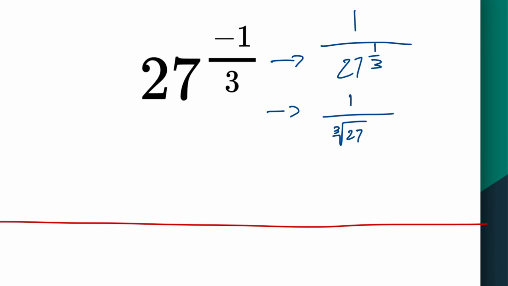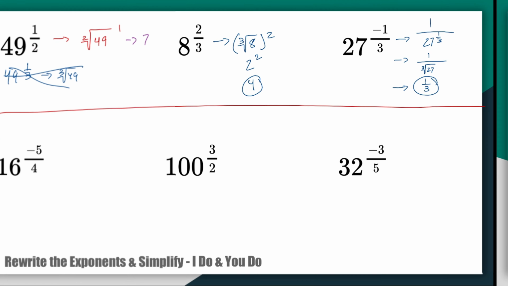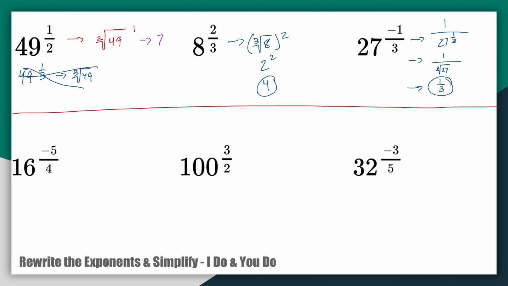Well, the third root of 27 is 3, right? 3 times 3 is 9. 9 times 3 is 27. So this becomes 1 over 3 as your answer. Okay? Now, you may see that I didn't write the power 1 because I knew it wasn't going to change anything. All right? So here's your next 3. Give them a try.